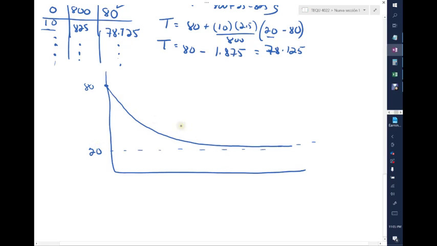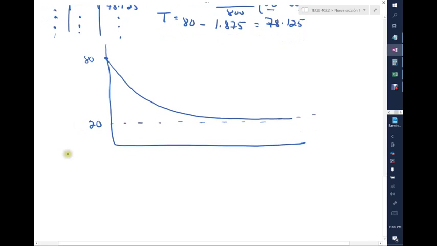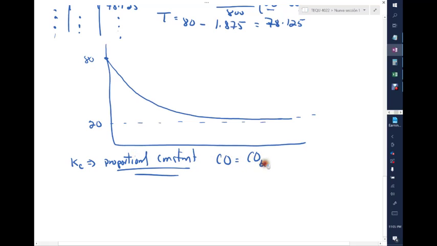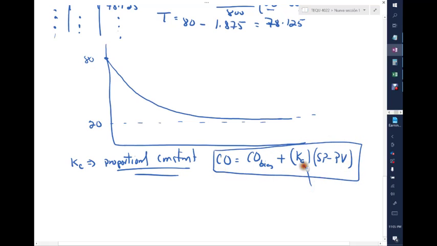Well, this curve is important for the calculation of what we call Kc, which is the proportional constant for, obviously, the proportional controller. That's going to be written like this, right? You remember, CO equals CO bias plus, I'm going to put plus, but remember that Kc has a sign, very important. Here is set point minus the process variable. So on this equation, we definitely need to know what is the value of Kc.